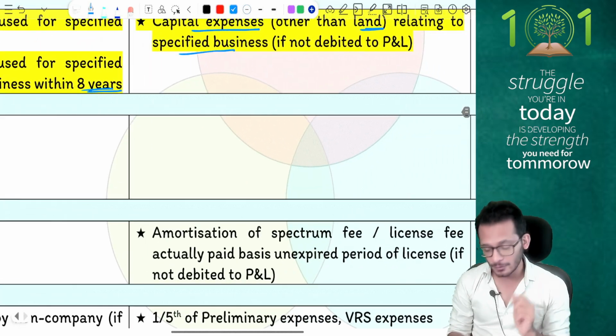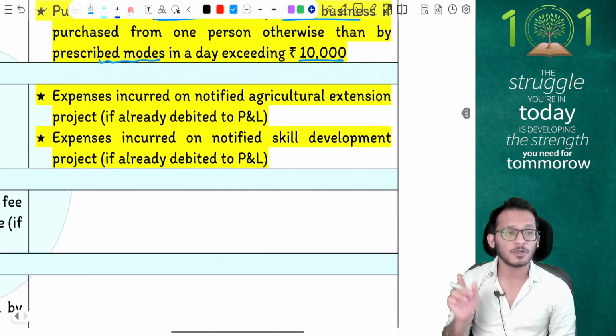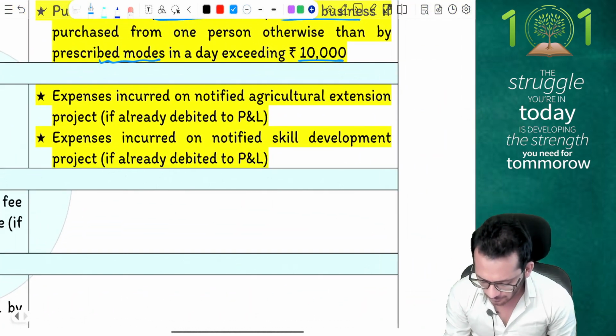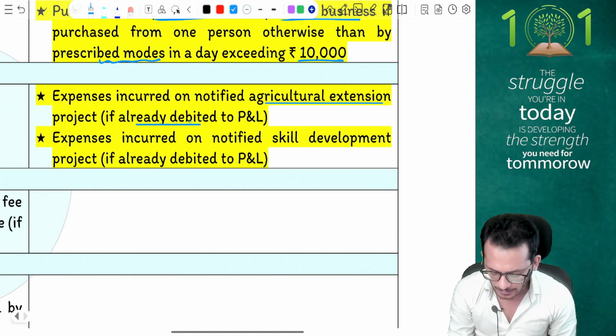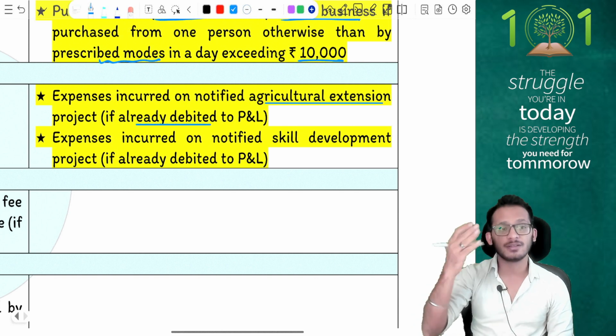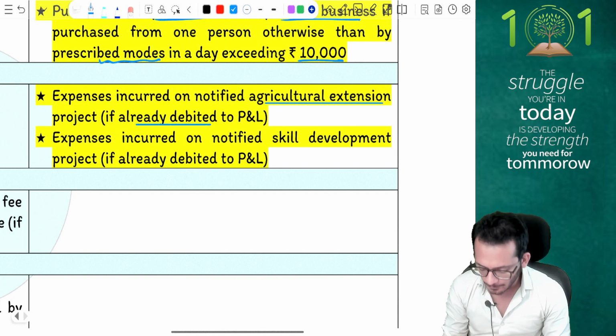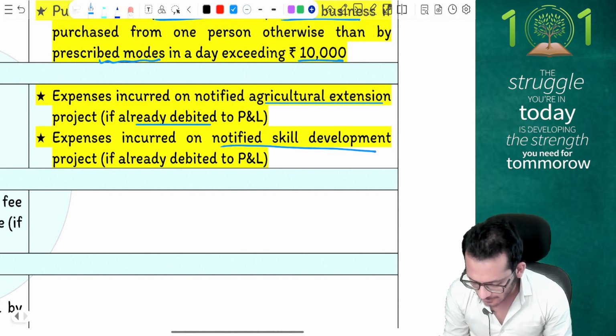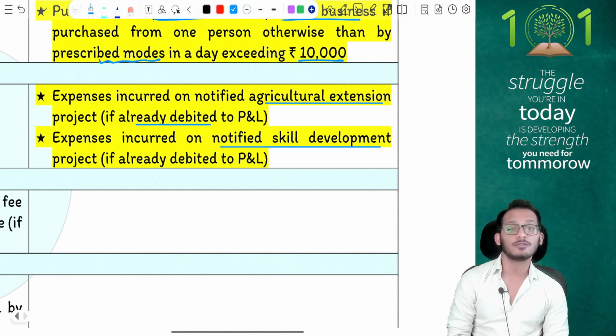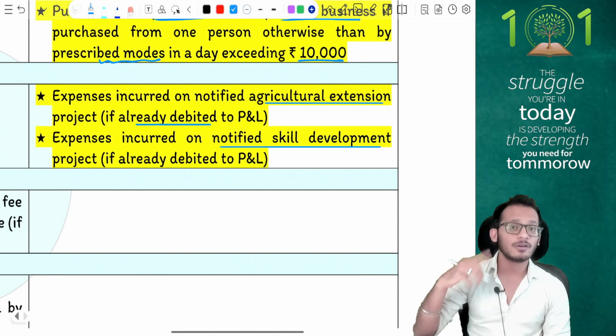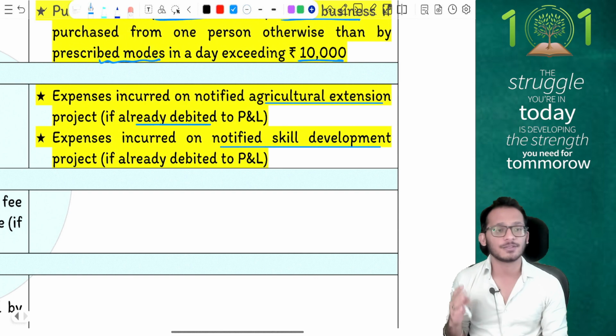Then we have section 35 CCC and section 35 CCD. Nothing to be added, nothing to be reduced. Items to be ignored is what we are discussing. If you have incurred any kind of notified agricultural extension project, if it is already debited to P&L, income tax says you can claim 100% as deduction. There is no problem. Therefore, you can ignore it off. At the same time, if you have incurred expenditure for notified self-development projects, this also is 100% allowed as deduction. So if it is already forming part of P&L, please claim it as deduction.